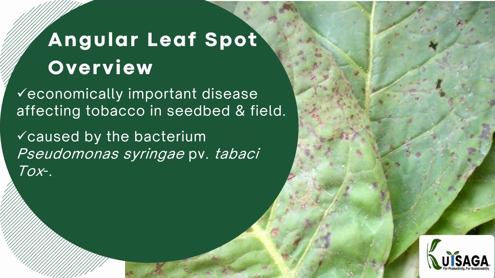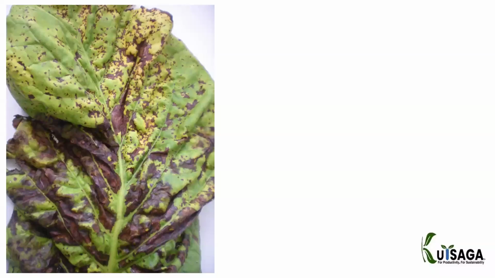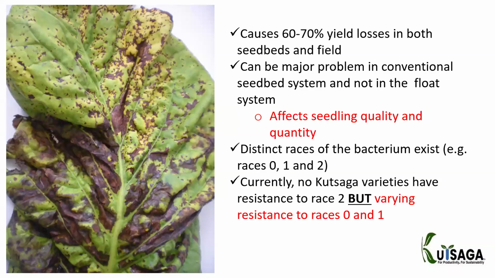Okay, so angular leaf spot is an economically important disease that affects tobacco both in the seedbed and in the field. So for the purpose of this presentation, we're going to focus on angular leaf spot in the seedbed. And also, we're going to mainly look at angular leaf spot in the conventional seedbed. We don't have a lot of problems with angular leaf spot in the float tray system. So angular leaf spot, if left unchecked, can cause up to 70% yield loss in the seedbed. And like I said, it is not a major problem in the float tray system.